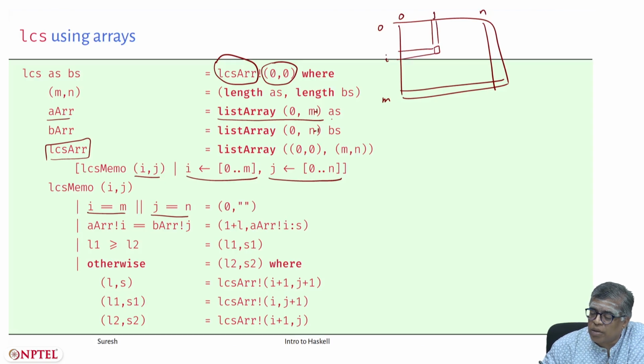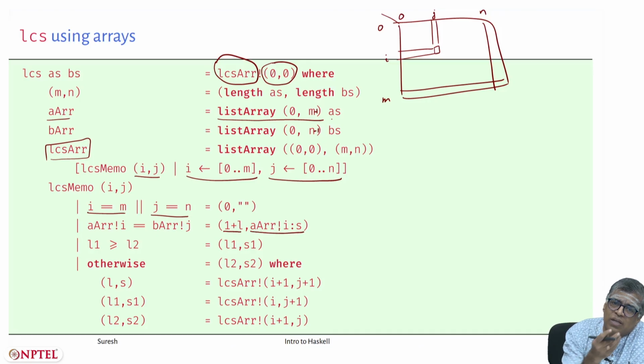This is i and that is j. If this is the A array here, that is the B array. If the ith letter in the A array and the jth letter in the B array are the same, then that has to be included, right? So 1 plus L, A array at i, that letter, colon S. What is S? We will come to that. L comma S: L is the length and S is the sequence.